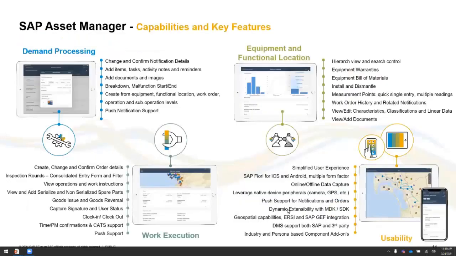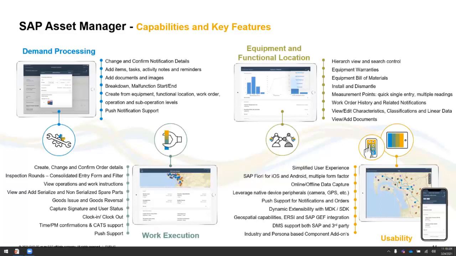From a feature functionality perspective, we looked at where this really impacts our technicians. First and foremost is demand processing: being able to take maintenance notifications and requests, change, confirm, and add items, failure codes, modes, causes and damages, breakdown information, et cetera. Capturing this is important because it has important impacts on analytics downstream. Being able to capture that this is a breakdown, and when the malfunction and start date occurred, is going to have an impact on your mean time to repair, your mean time between failure, and analytics around your equipment.